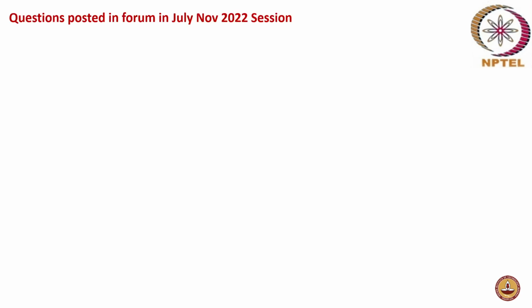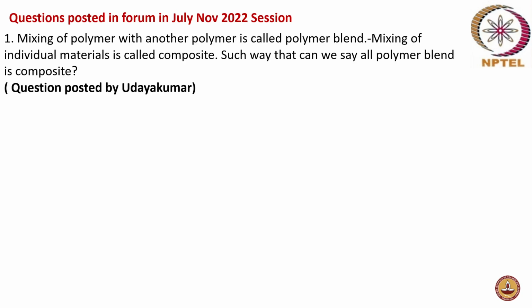So let's also see some questions posted in the forum in the July-November 2022 session. One of the questions posted was: mixing of a polymer with another polymer is called polymer blend, and mixing of individual materials is called composite, so can we say all polymer blends are composites? This is what Uday Kumar has asked.